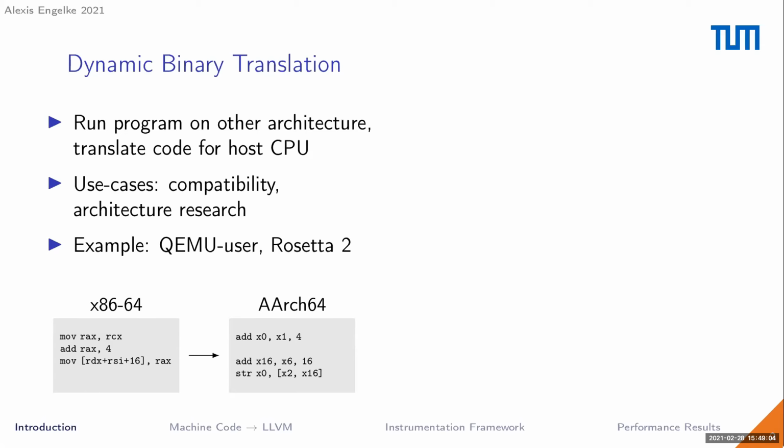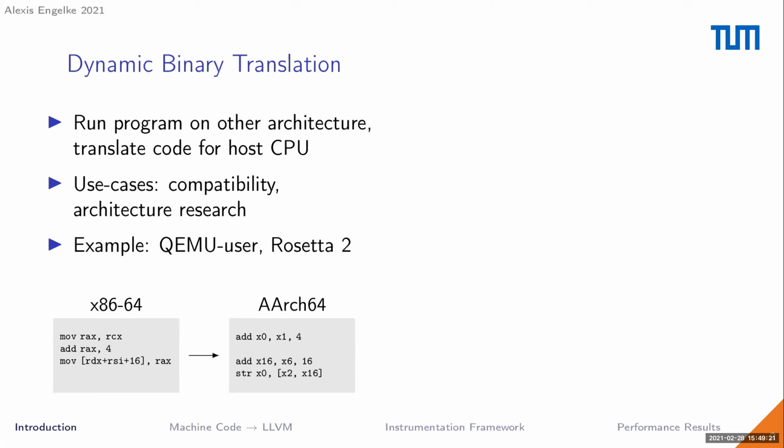So far for dynamic binary translation. The key thing is we have a program for one architecture, and we have another architecture we want to run the program on, and we just want the program to behave the same.